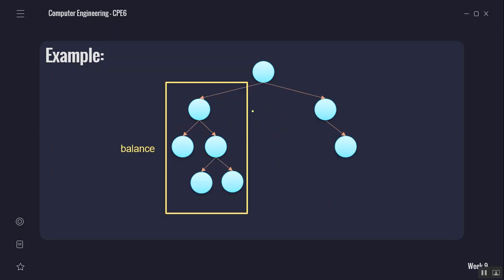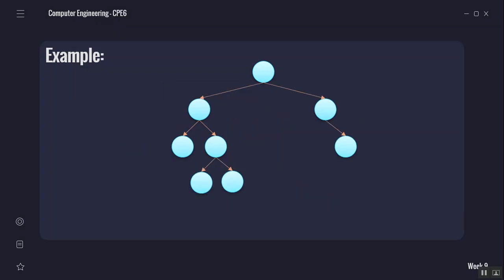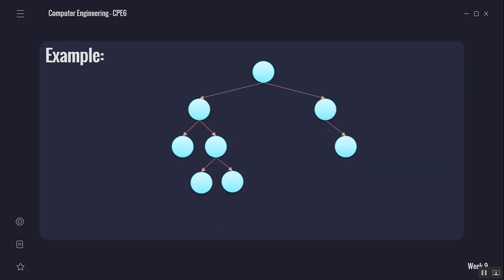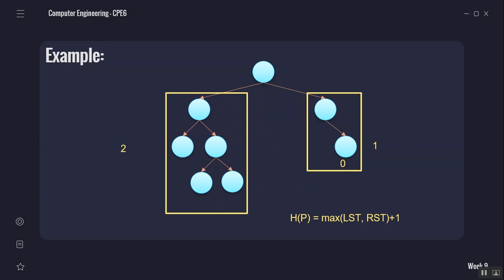Next. From our previous example, this is a balanced tree. Okay? So the height is 2, and then this one is 0. And then going to its parent, it's 1. So 2 and 1. So this is still balanced. Okay?